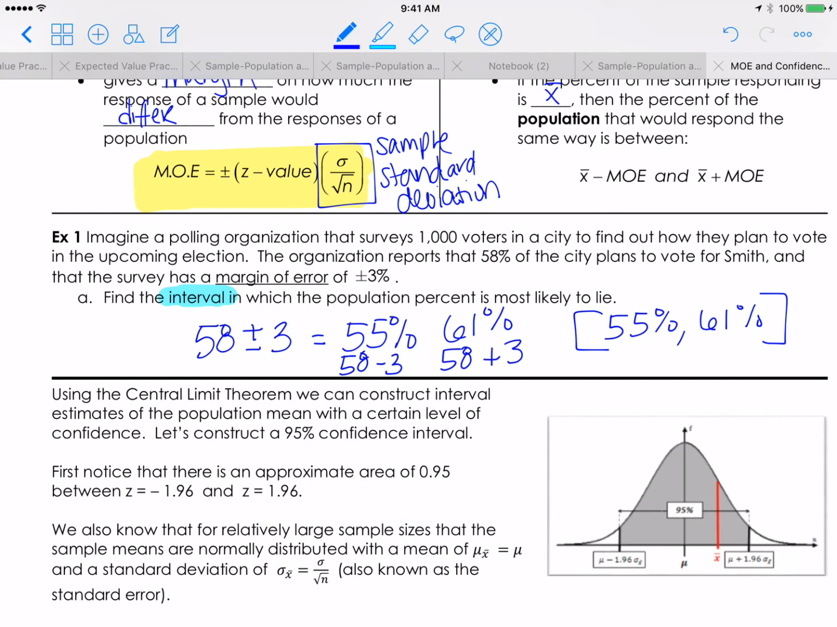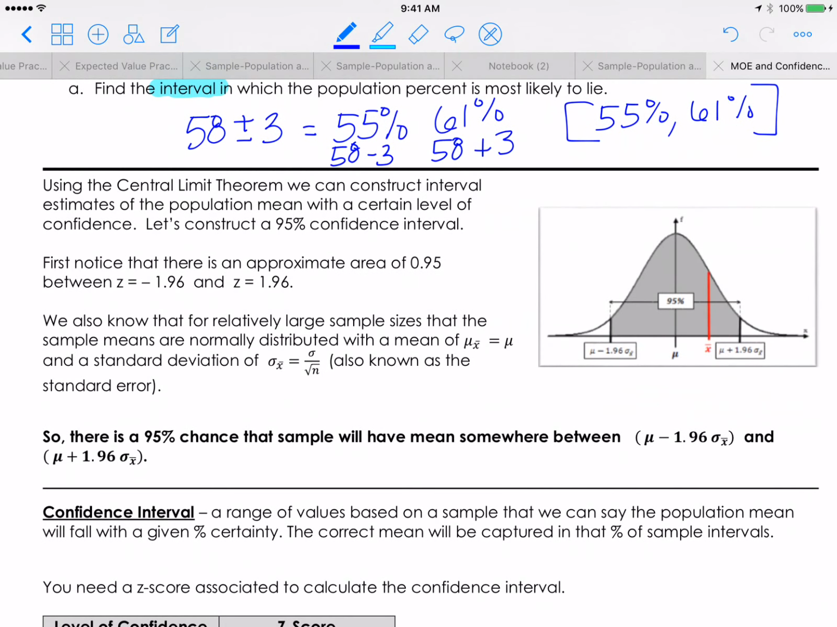Okay, so now let's talk about our confidence intervals. So we're going to go back to when we were using our central limit theorem, and we can construct an interval that estimates the population mean with a certain level of confidence, saying that our population mean will probably fit somewhere within our confidence interval. So let's dive into that a little bit more.